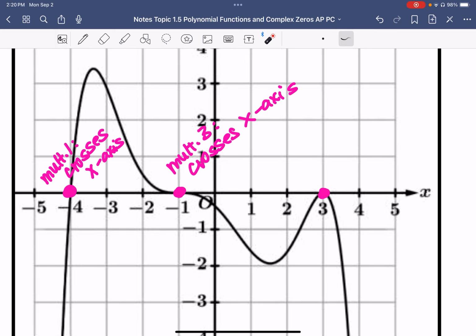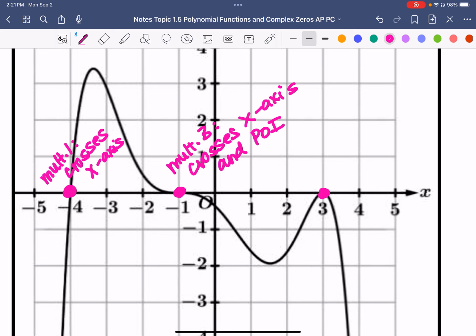The reason why, I don't know if you remember this from the last lesson when we learned about points of inflection. Remember that points of inflection is a point where your graph changes concavity. So you see that this part here would be concave up because I see that smiley face, and then it changes to concave down. Right now I see a frowny face. So anything that has multiplicity 3 will also be a point of inflection. Okay, so they cross the x-axis, and in addition to that, they're a point of inflection.